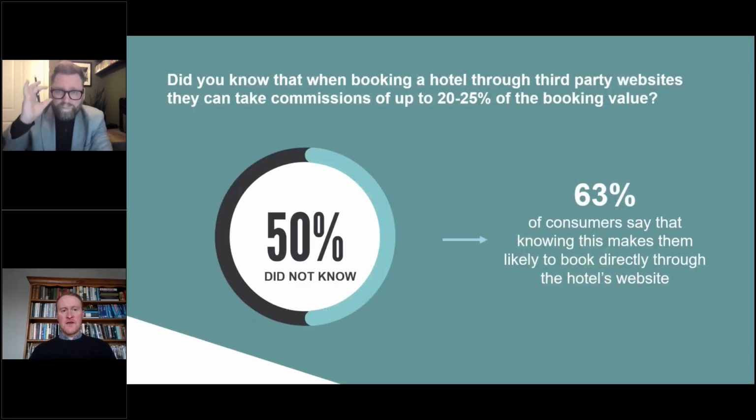The area of commissions for third-party websites is obviously an issue for hotels. It means a lot of the money, unfortunately, has to be paid to these third parties. They play a role, of course, but what's interesting is that a lot of consumers don't actually know about the levels of commission going to these third-party sites. So 50% of consumers didn't know that commissions were taken, and certainly not to that extent of 20 to 25% of the booking value.